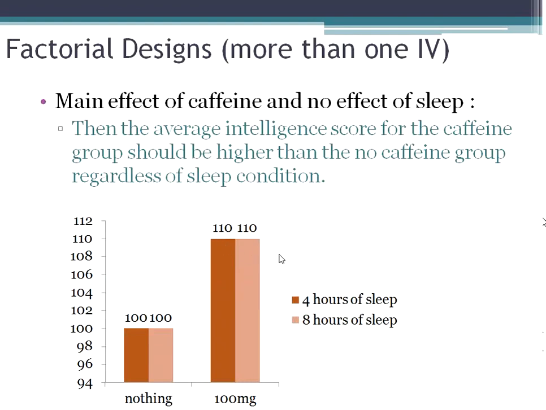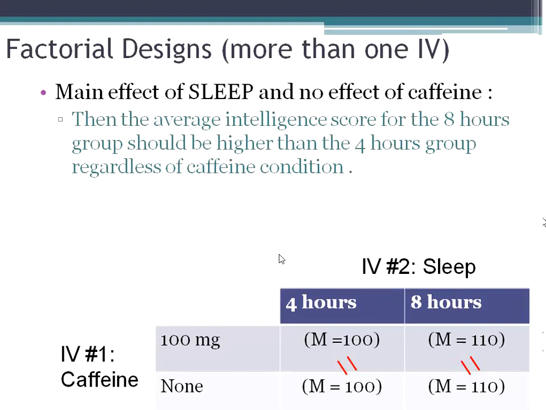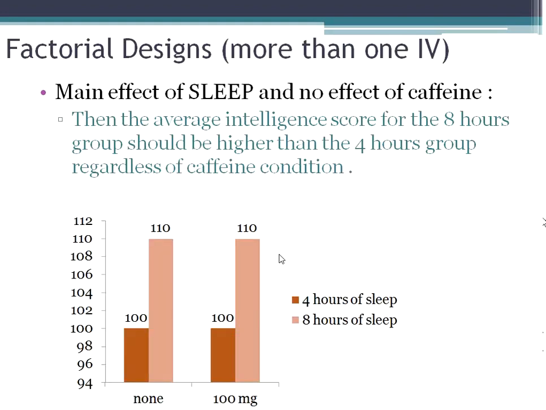Now, it could happen the other way. Maybe caffeine has no effect and it's all about sleep. So maybe we would get a main effect of sleep. Now, in this case, within the sleep condition, there's really no effect of caffeine. So whether you got 100 or none in the 4-hour group, it doesn't really matter. What matters is the amount of sleep that you got. And this would be what a main effect of sleep looks like. So here you can see everyone did really well when they got 8 hours of sleep, regardless of what condition they're in. So this is a main effect of sleep.